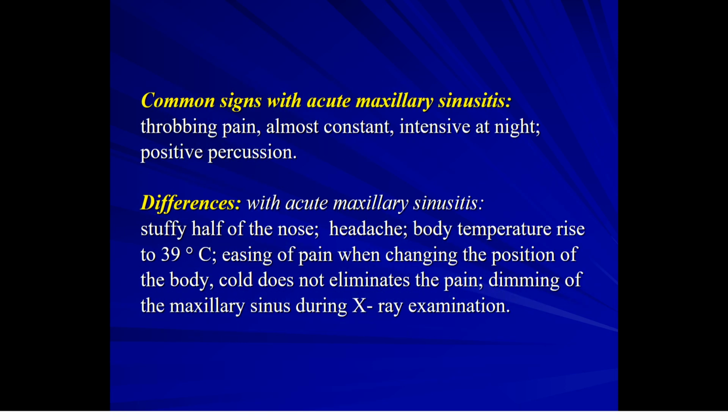And now we learn the common signs with acute maxillary sinusitis. It will be throbbing pain, almost constant, intensive at night, and positive percussion. Differences with acute maxillary sinusitis: stuffy half of the nose, headache, body temperature rise to 39, easing of pain when changing the position of the body. Cold doesn't eliminate the pain. Dimming of the maxillary sinus during X-ray examination.